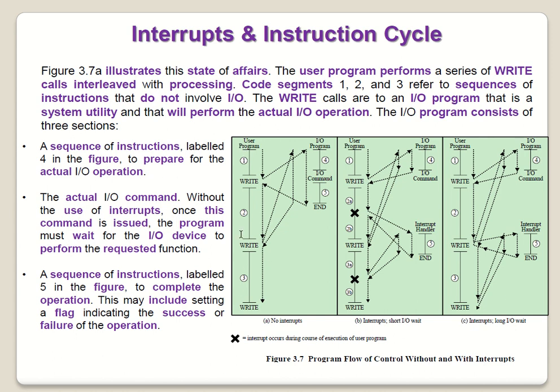Let's look into the first column of this diagram. This one is the user program, and it has some segments numbered. Can you see here? There is this segment of the user program numbered 1, and this segment numbered 2, and the last segment of the user program is numbered 3. So these are the code segments of your user program.